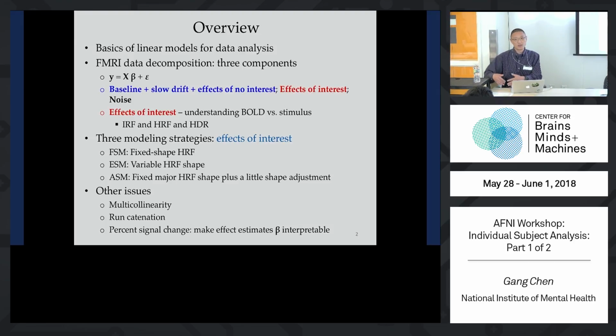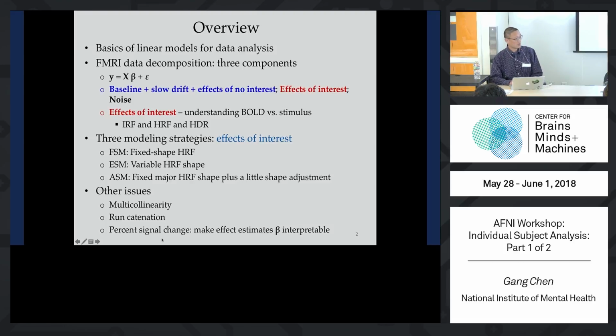Lastly, we're going to talk about the most flexible approach, with which you don't make any assumption about the response curve. Don't make any assumption about the shape. You use the data to model the shape. It's the most flexible, but it's the most challenging one. People don't use it because, in the end, people don't know how to do group analysis. So that's the tricky part. So we'll talk about that.